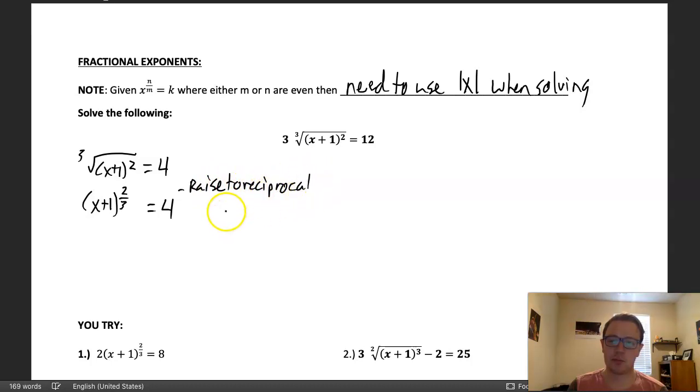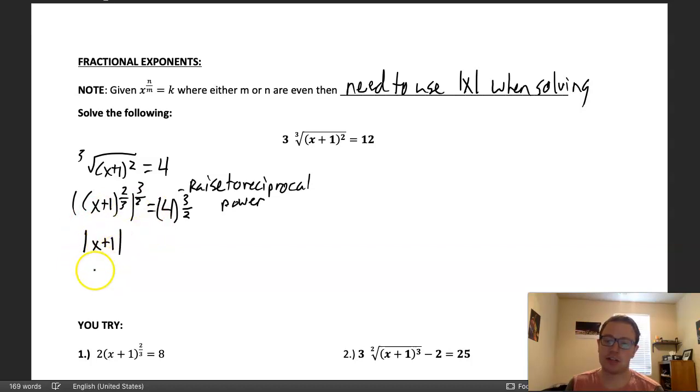Reciprocal power, meaning we flip our fraction. (x + 1) to the 2/3, we're going to raise this all to the 3/2 power. And 4 we're also going to raise to the 3/2 power. So we have a 2/3 times 3/2 power. We multiply those together, that'll cancel out. We'll be left with, and here's the tricky part, the absolute value of x + 1. We have the absolute value because we had an even power. We had a 2 as one of our values.